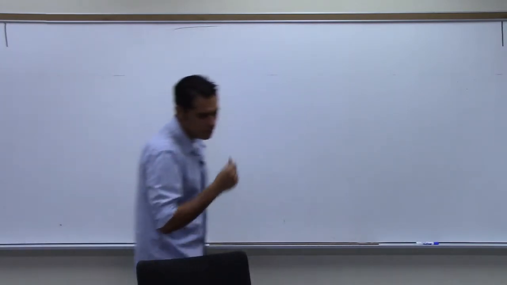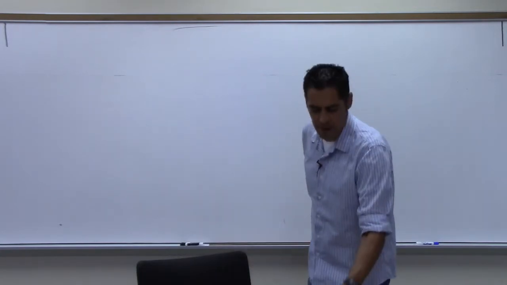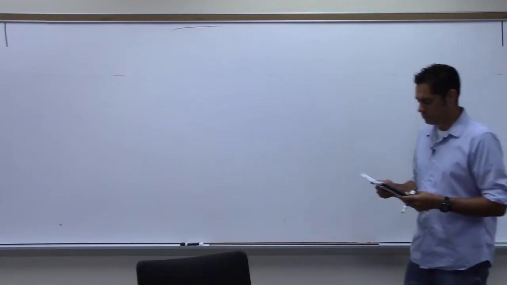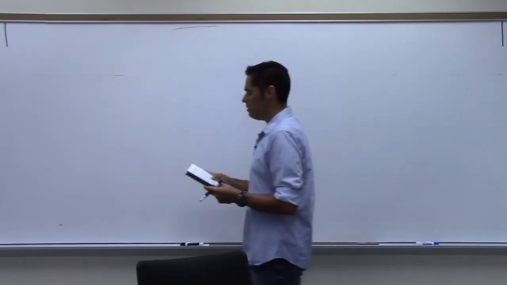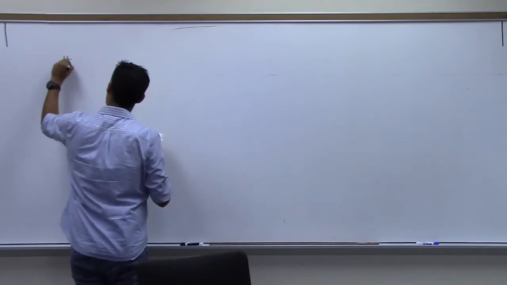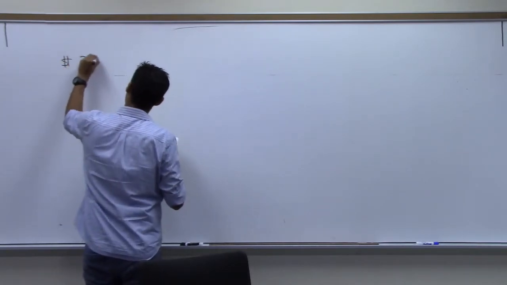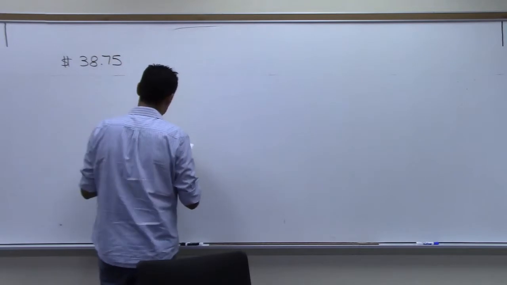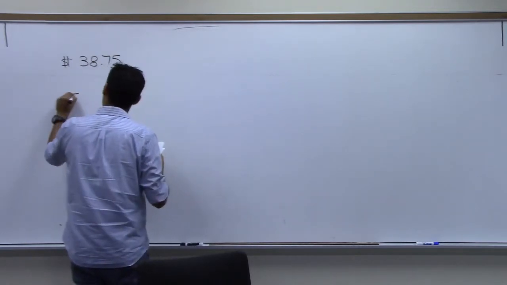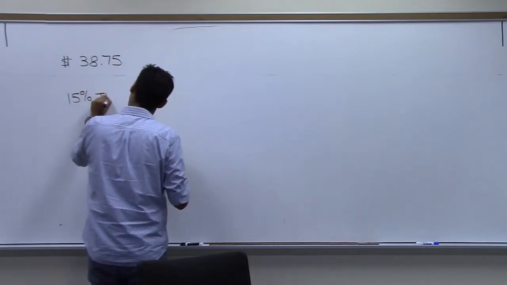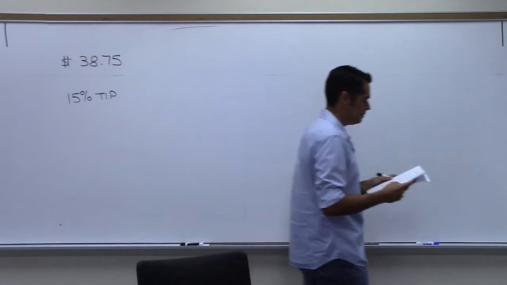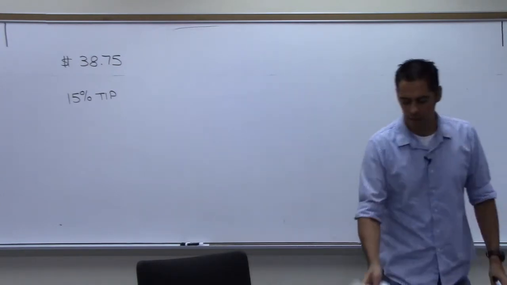All right, so we are going to do: Kelly takes her friend out to lunch and pays for the bill. Her friends insist on paying the tip. If the bill was $38.75 and they want to leave a 15% tip, how much money will they need to leave? The bill and the tip included.